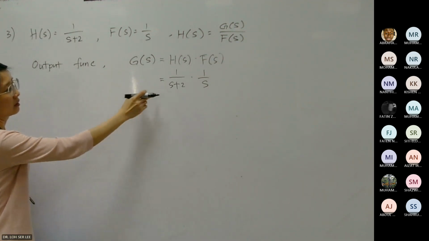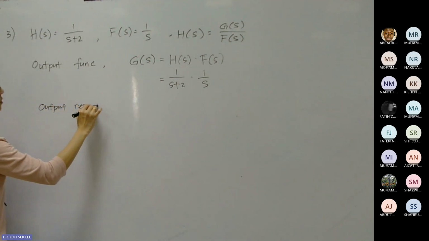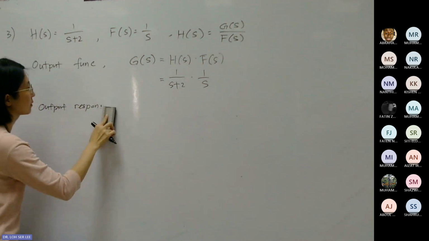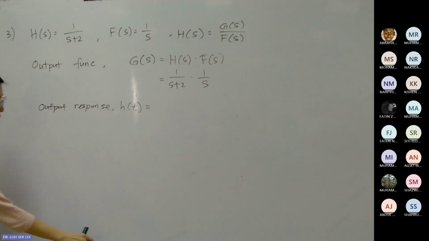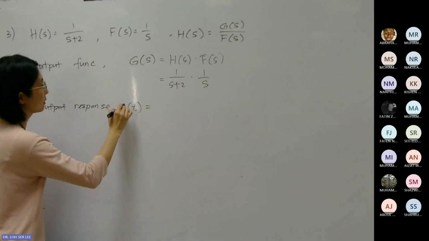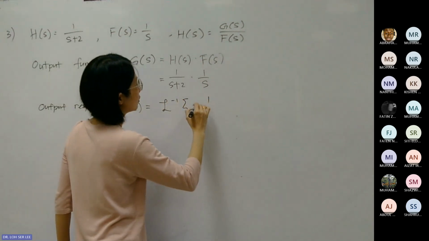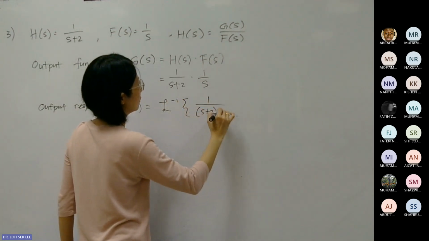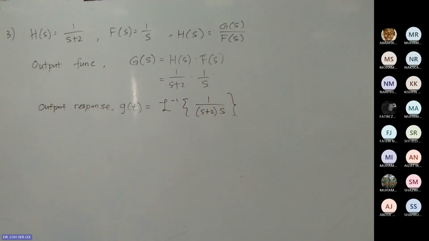So this one, how do you solve the inverse Laplace? Output response is h in t. G is lowercase of g in t. That means inverse Laplace of this, 1 over s plus 2 times s. How to solve this inverse Laplace?